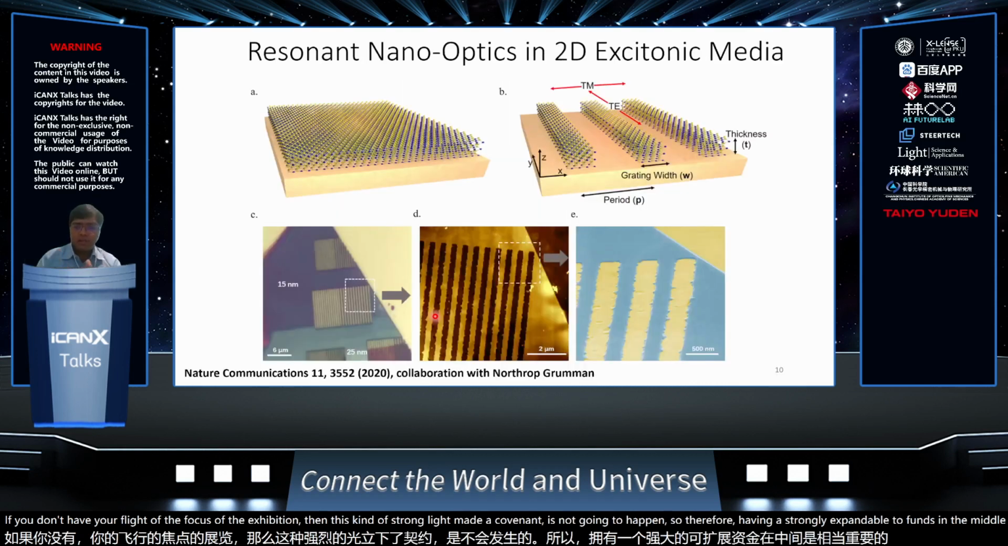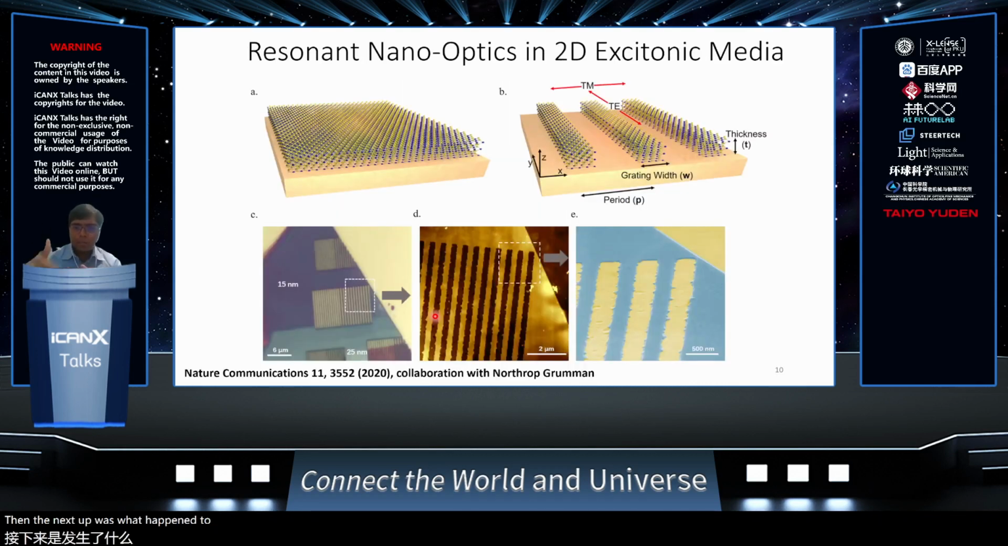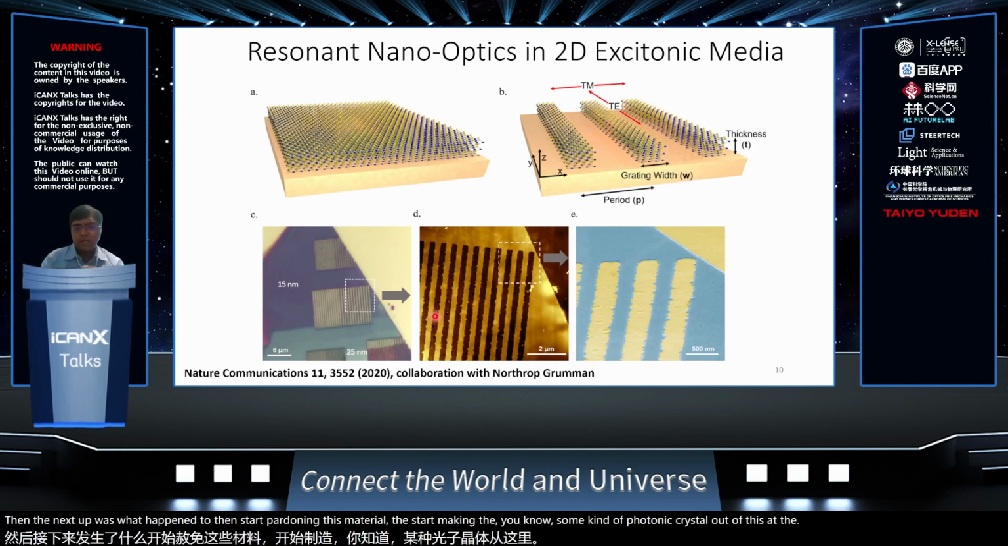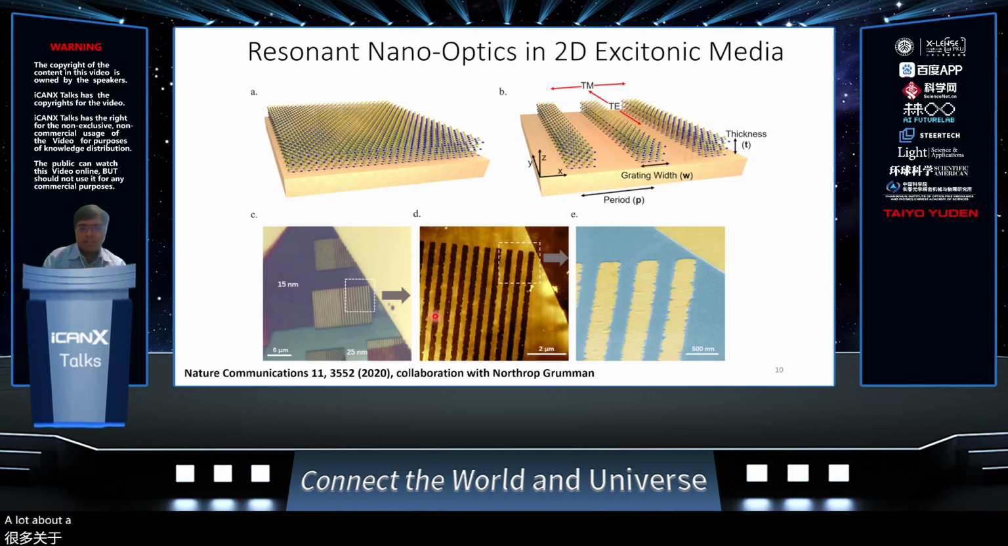So then the next step was, what happens if you start patterning this material to make some kind of photonic crystal out of this excitonic material? So naturally, we took our TMDC crystals and started etching nanoresonators in them. And this is how some of these nanoresonator structures look.